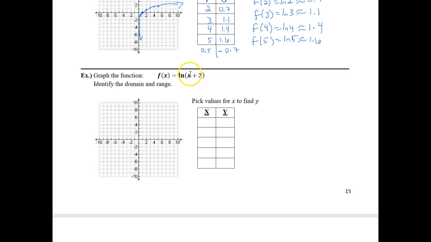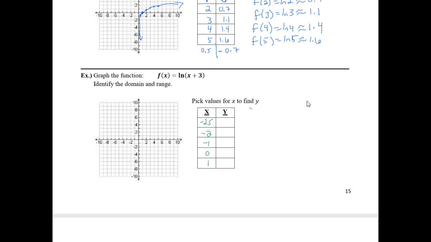So I can't plug in negative 3 because negative 3 plus 3 would be 0, and I can't take the log of 0. Even the natural log of 0, I can't do it. So I can't plug in negative 3. But let's go ahead and plug in negative 2.5 maybe, get a decimal in there, negative 2, let's do negative 1, 0, and 1, and see what happens.